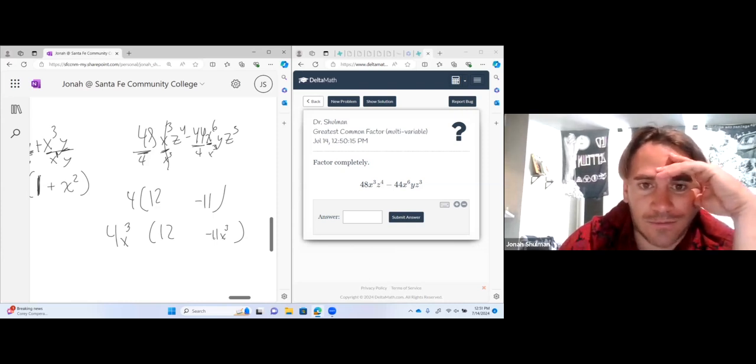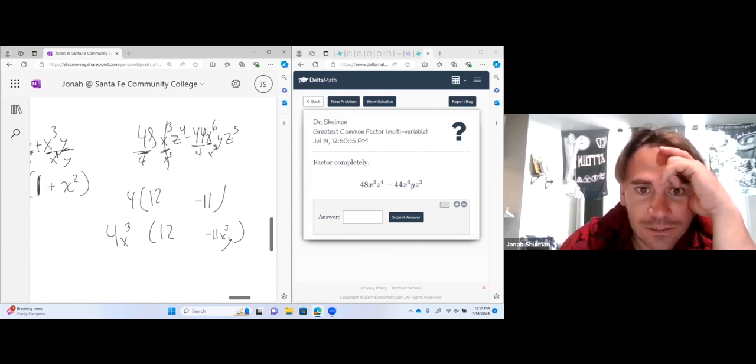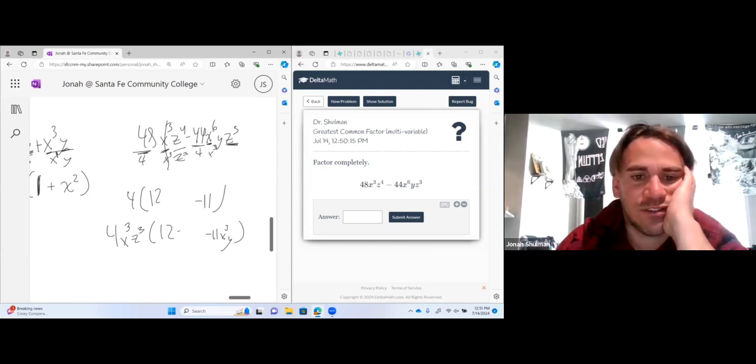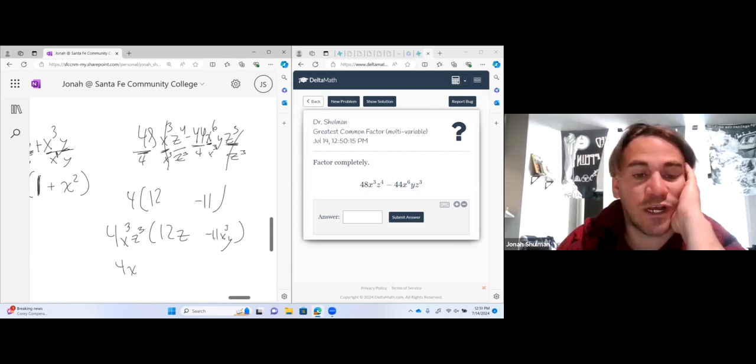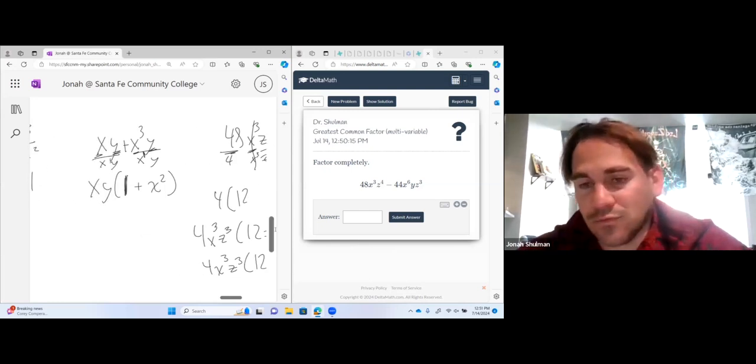This is just a y, so we can't take it out. Now the z's are in both. And we're going to take out a z to the 3rd, because that's the biggest one. So z to the 3rd, 4 minus 3 is 1, so that's just the z. And z to the 3rd over z to the 3rd goes away. So there's your answer. There's your greatest common factor, 4x cubed z cubed, times 12z minus 11x cubed y. And that's your final answer.